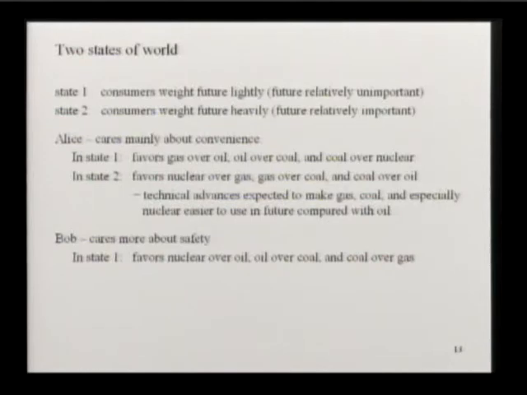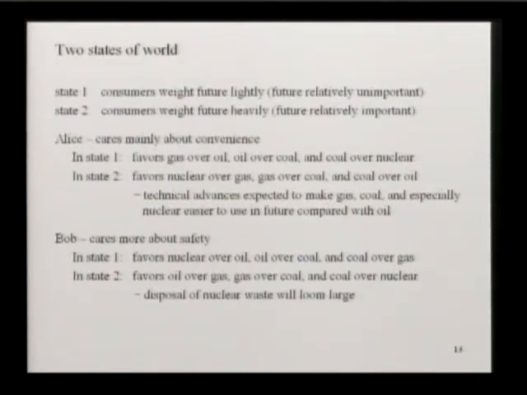We'll suppose that Bob, in contrast, cares mostly about how safe the energy is. So in state 1, he puts nuclear up at the top. He feels that's the safest. Oil is next, then coal. Gas is down at the bottom because he's worried about gas explosions. He's worried about his oven blowing up. In state 2, where he's looking ahead to the future, now nuclear goes down to the bottom because he is worried about the long-term problem of getting rid of nuclear waste.